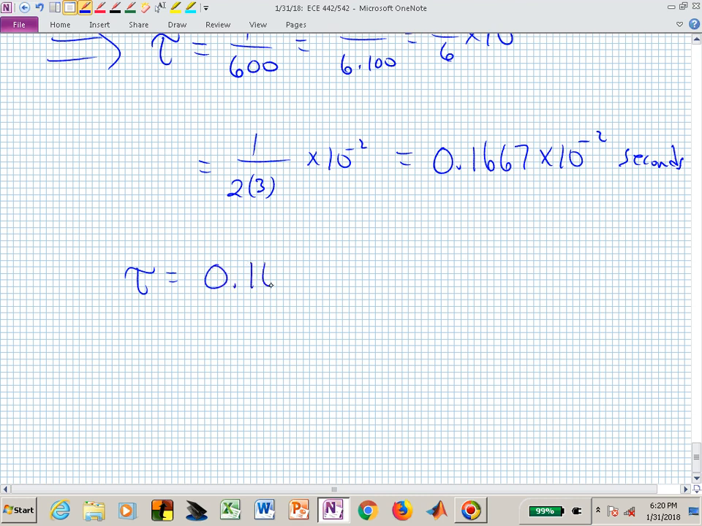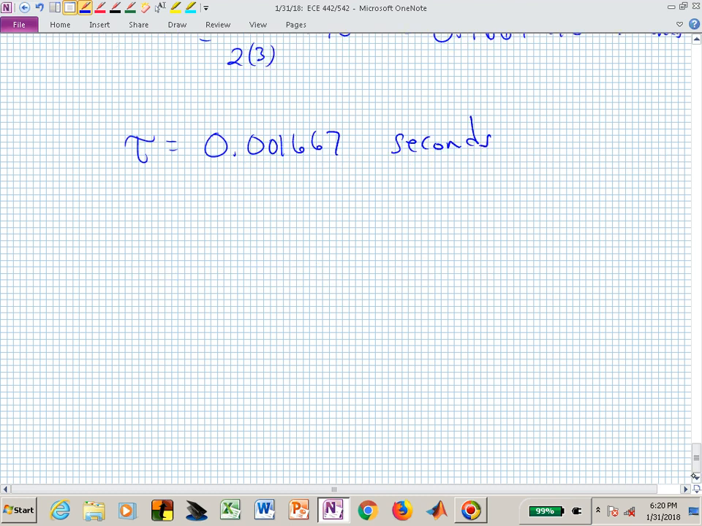So our tau is now this. Let me put my decimal place in the right location. So I squeezed another 0 in there. I needed to shift over 2 with the 10 to the minus 2. Now I have my transfer function specified to give me a bandwidth of about 100 hertz. H of S is 1 over 0.00167 S plus 1.